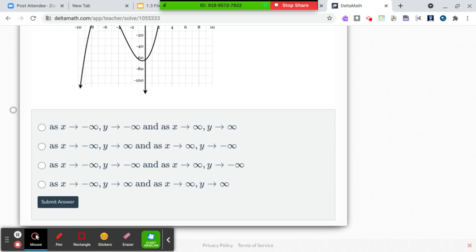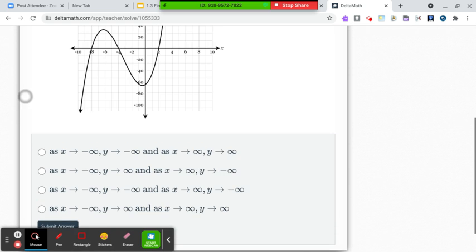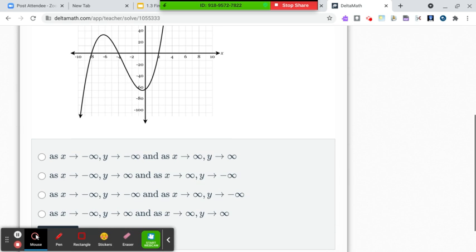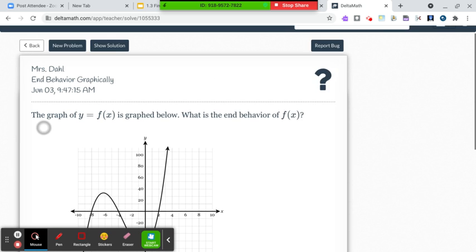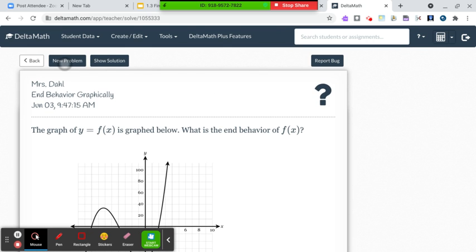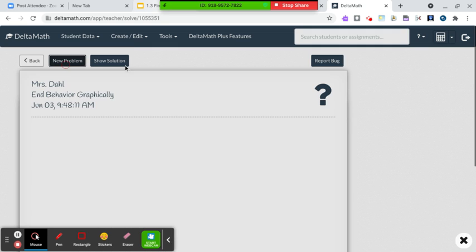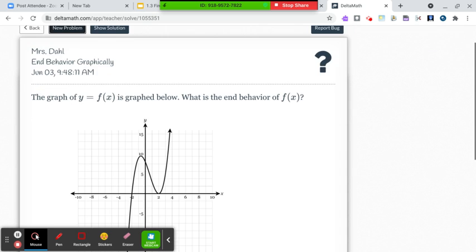So look at your answer choices. See how it looks a little different? They start with as x approaches negative infinity. So as x approaches negative infinity, you said y is going negative. And as x approaches positive, you said y is going positive. So which answer choice would we pick here? The first one. You got it. Okay, let's do a couple more just to make sure you're okay with it.